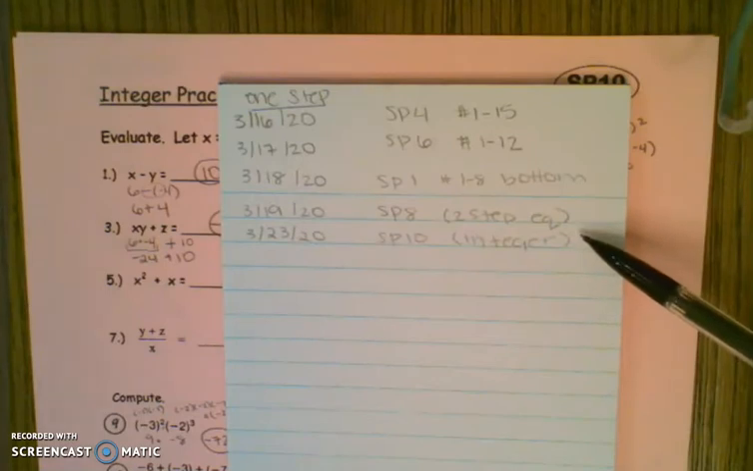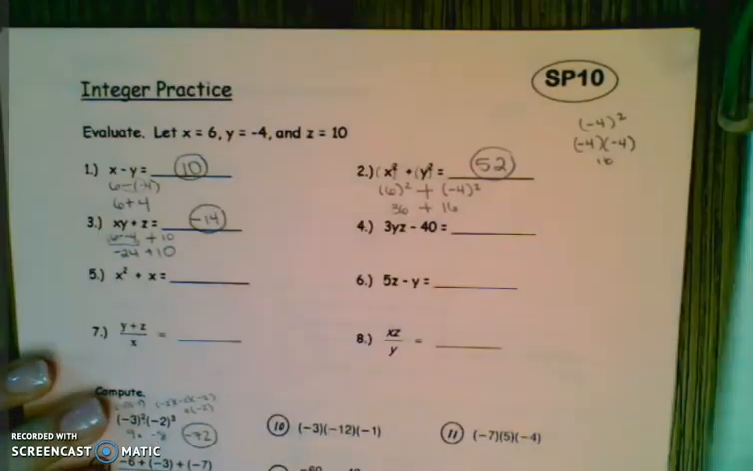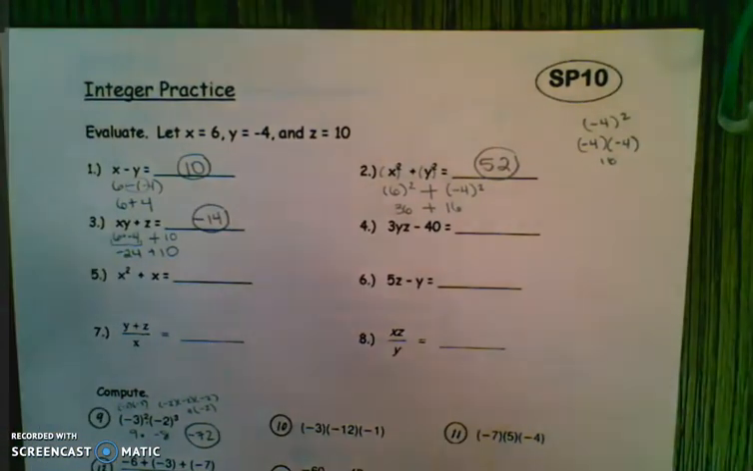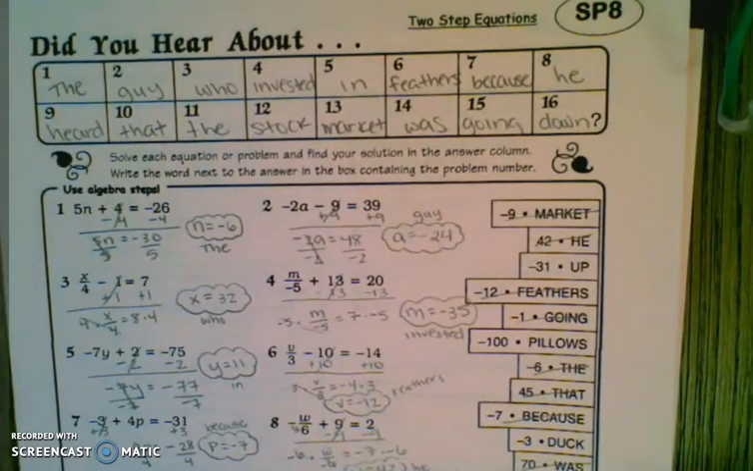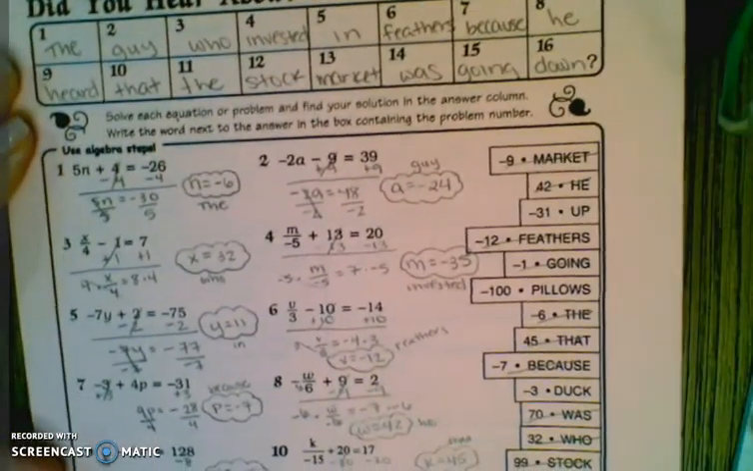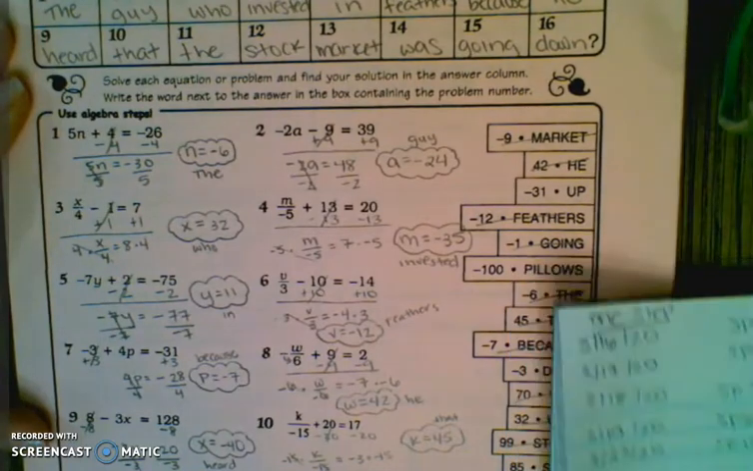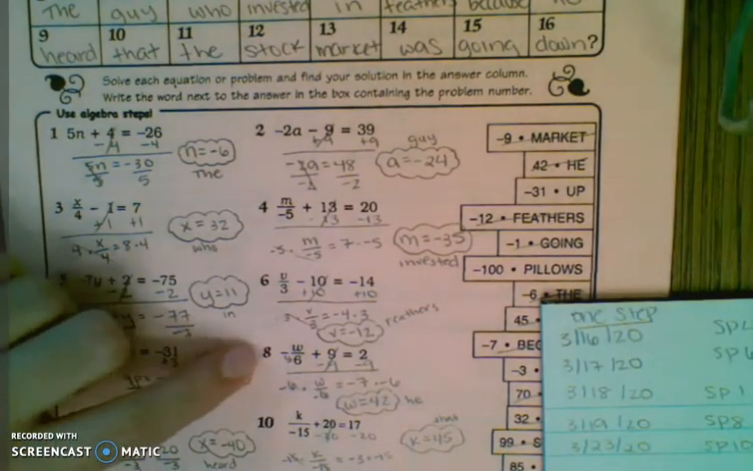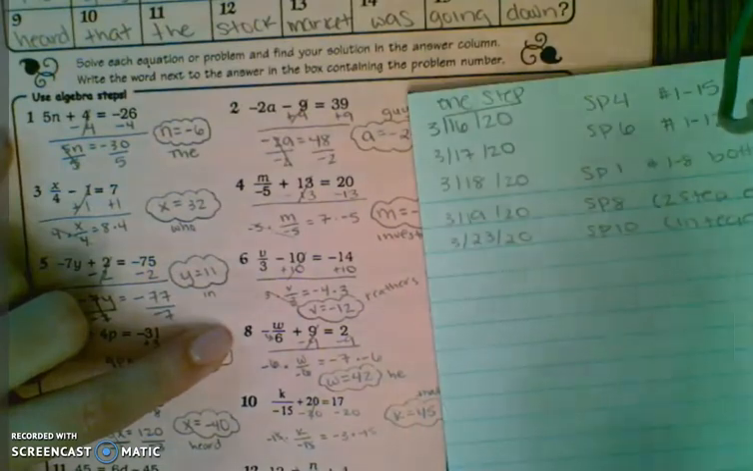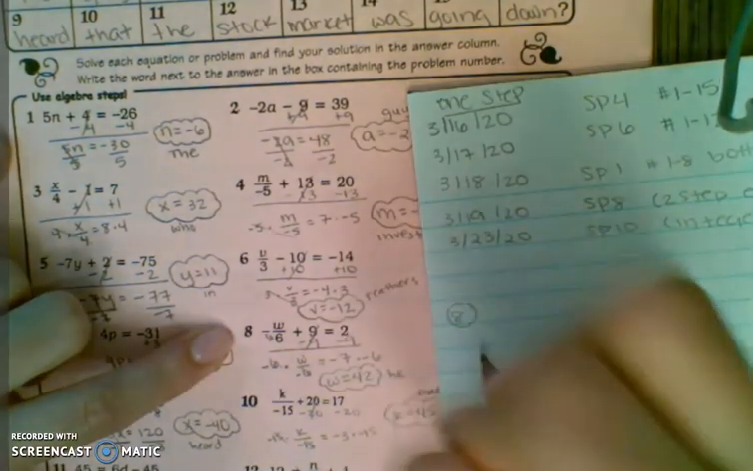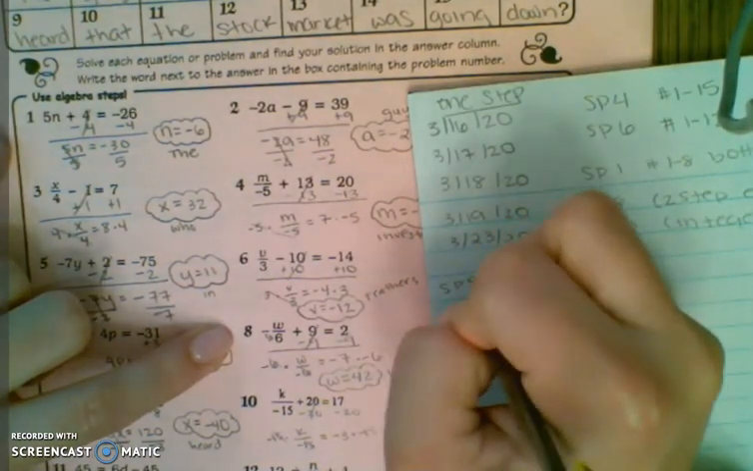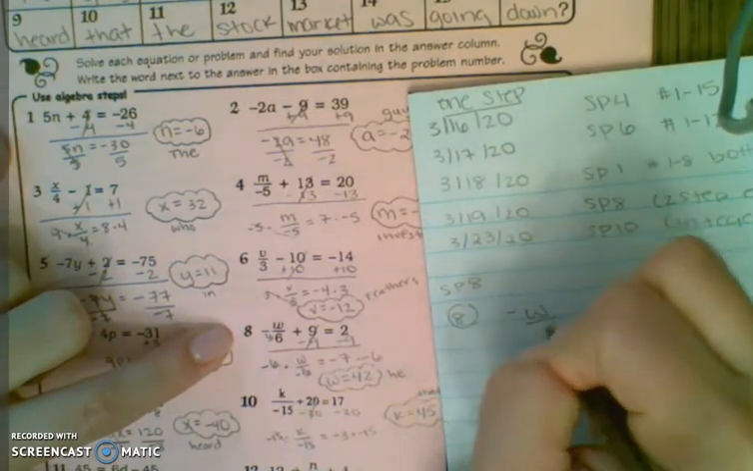So we're going to start with SP8. Okay, so SP8 was the "did you hear about" two-step equation page. So let's just do number 8. This is SP8. Okay, so negative W over 6.